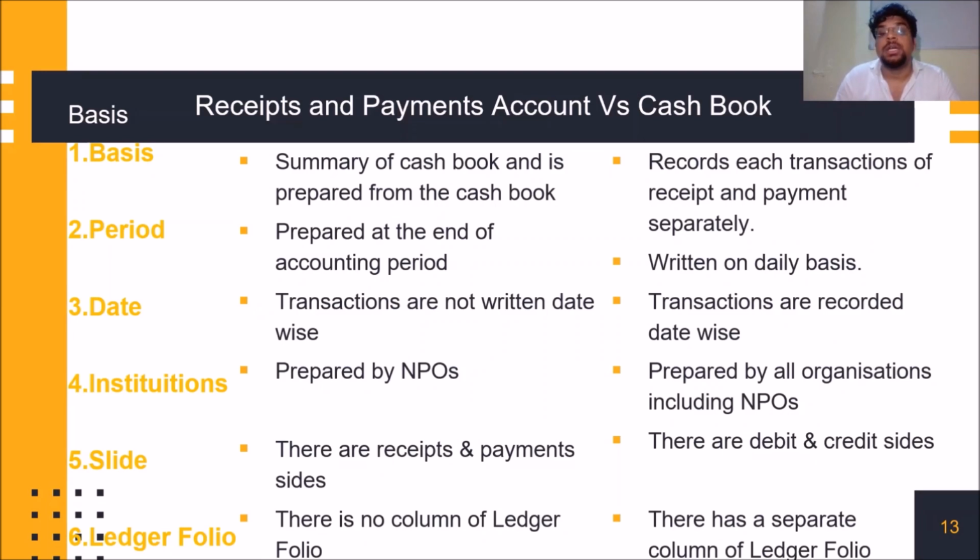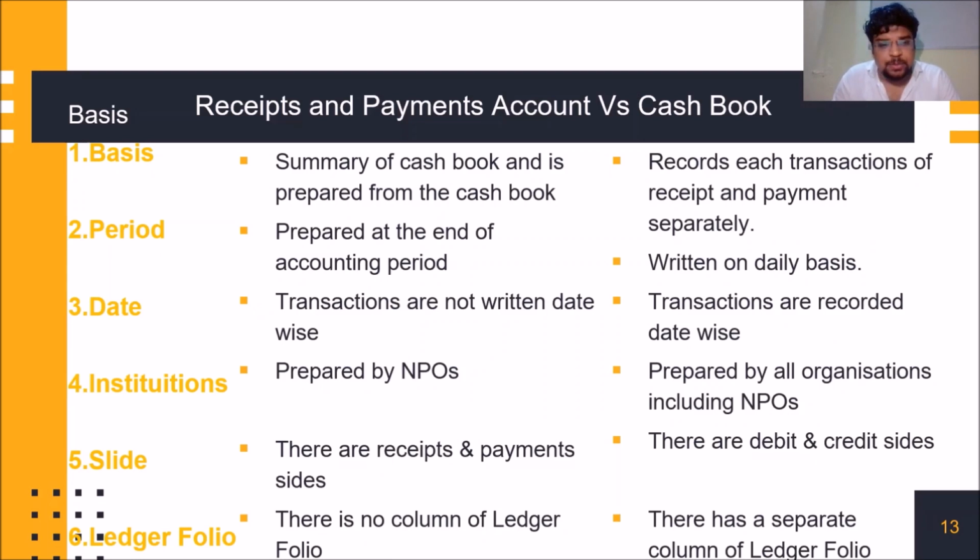Means in a not for profit organization, we need to prepare a cash book as well. Only on the basis of that we can prepare the receipts and payments account, right? And if we compare, the cash book records each transaction of receipt and payment separately. Period. The receipts and payments account, like I told you, is prepared at the end of the accounting period, and the cash book is written on a daily basis. Date: transactions are not written date wise here, because it is prepared at the end of the year on a single day, whereas transactions are recorded date wise in the cash book, right?